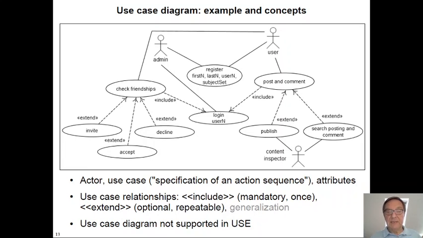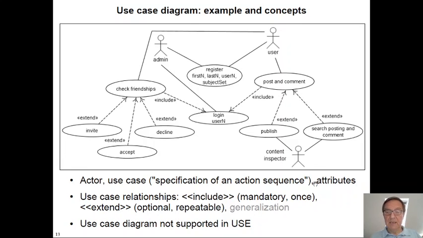What is the basic intention of the use case diagram? You have a complete system, and you have actors in the system, and these actors perform particular functionalities, and these functionalities are called use cases. A use case is a specification of an action sequence, as it is said in the book by Rumbaugh, Booch, and Jacobson.